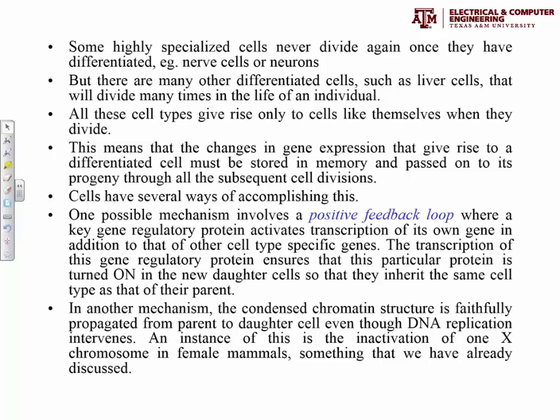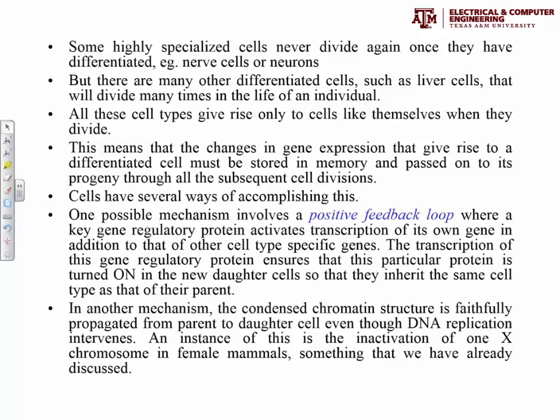Any questions? Now some highly specialized cells never divide again once they have differentiated. For example, nerve cells or neurons never divide. But there are many other differentiated cells such as liver cells, which will divide many times in the life of an individual. All these cell types, however, give rise only to cells like themselves when they divide.